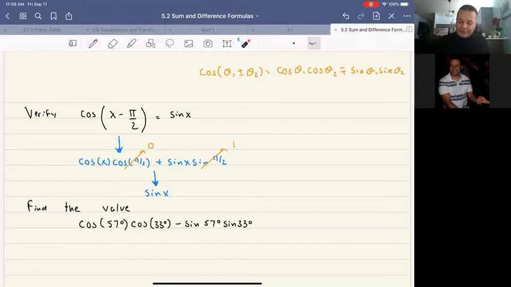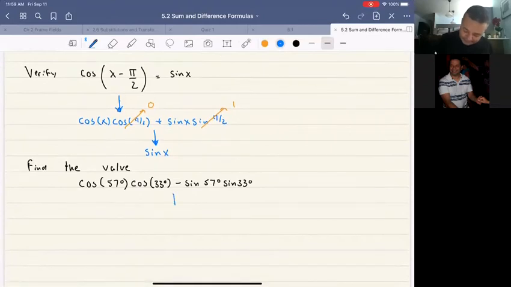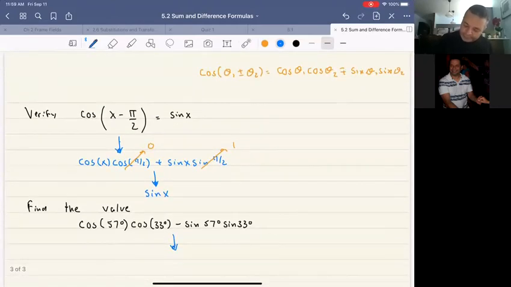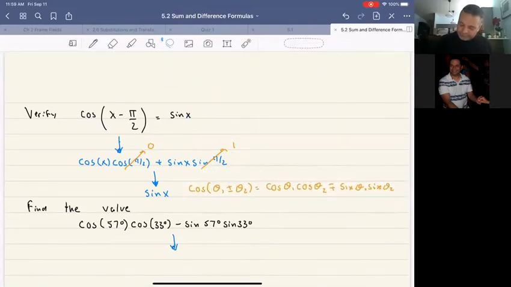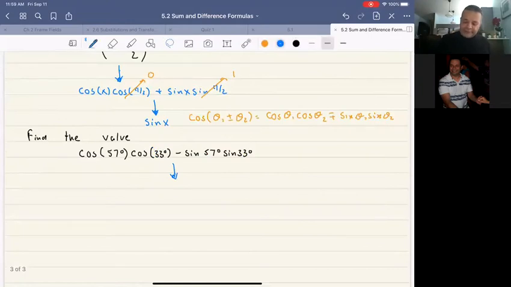Anyways, back to it. We're again looking at a cosine, but we're doing it in reverse. Since this is subtraction, it's the opposite sign, so we're looking at a cosine addition. This is cosine of 57 degrees plus 33 degrees. But what's 57 plus 33? That should be 90 degrees.